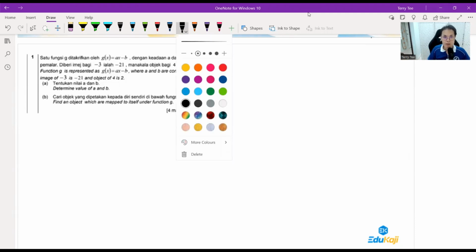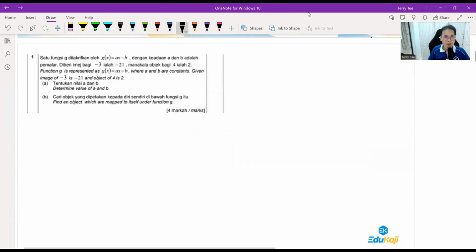So here we have function g that is defined by g(x) = ax - b, where a and b are constants. You're given that the image of -3 is -21. So when we say image of -3, that means we put -3 inside. The result is -21.